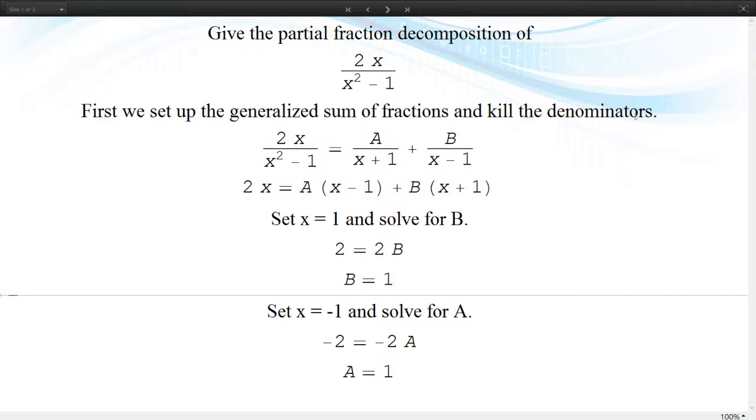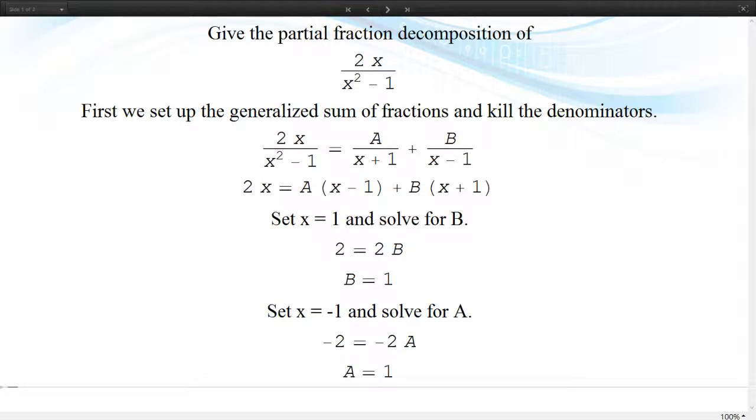So again, the negative 1 kills off this factor, and therefore this whole b term dies. We have a times negative 1 minus 1, which is a times negative 2. And on the other side, we have 2 times negative 1, which is negative 2. So that's how we got this equation here after plugging in that value of x. And solving for a gives us that a also equals 1.